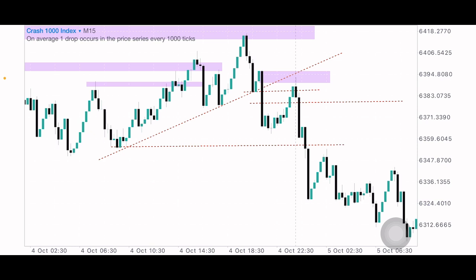So this is just how to use this strategy. We also have some bullish scenario.